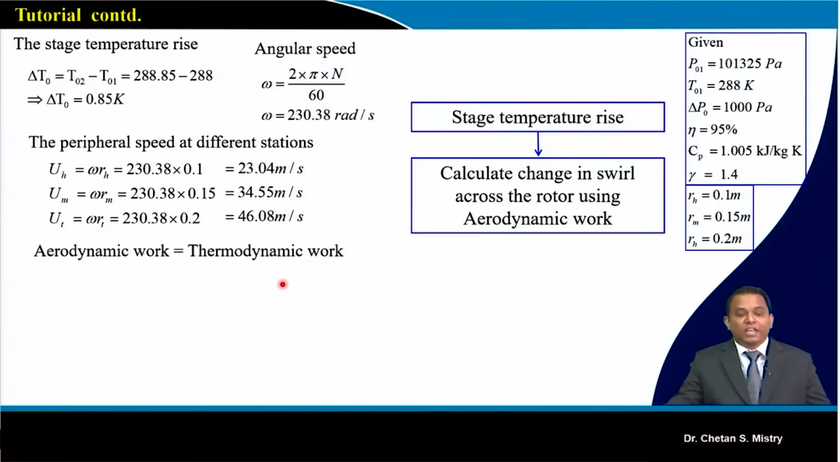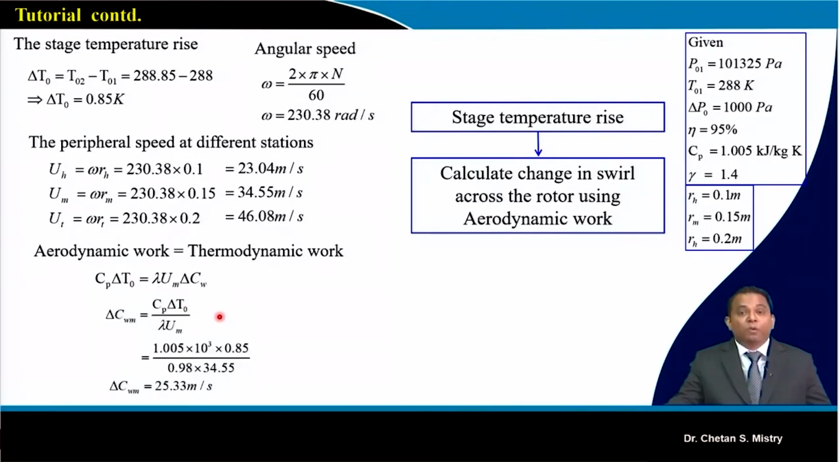Now in this case, we can correlate our aerodynamic work and thermodynamic work, and based on that, if we put this equation, it says my change in whirl component is a function of Cp delta T0, my work done factor and my peripheral speed at the mid station. So we will do our calculation for the mid section first. It says my delta Cw is coming as 25.33 meter per second.